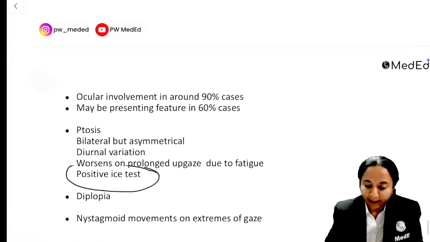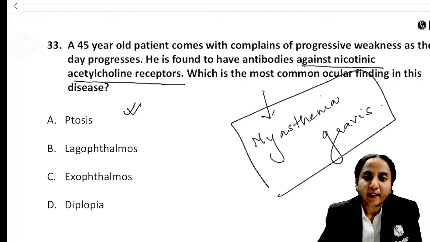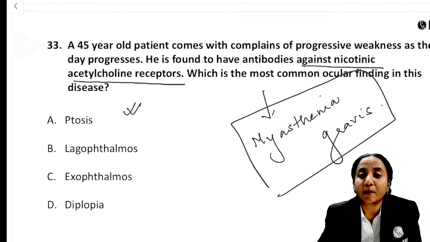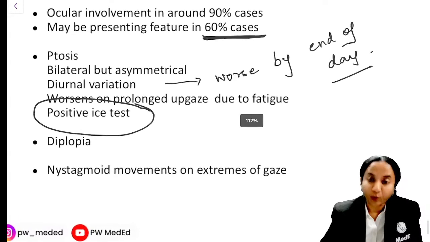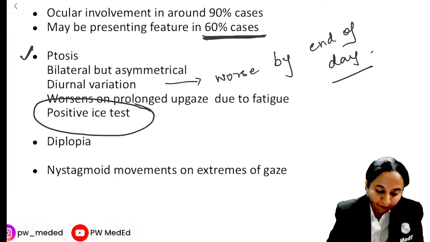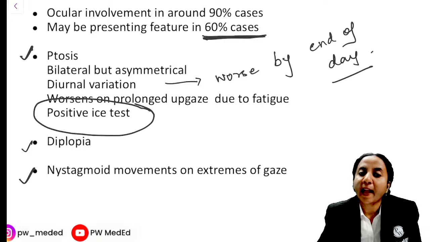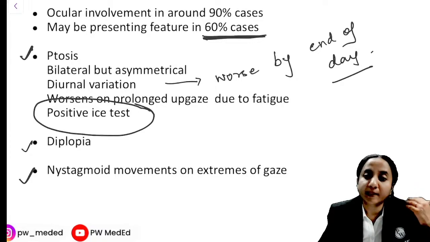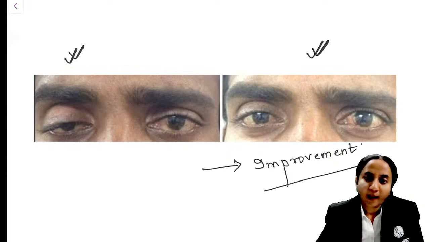The question is very telltale. It says there is weakness and acetylcholine receptor antibodies, so we know it's myasthenia. Now the question is, what is the most common finding in ocular myasthenia? There are different findings, like ptosis, diplopia, nystagmoid movements. But the commonest finding is ptosis. And what is special about this ptosis? It will become worse by the end of the day, and it improves with the positive ice test. If you put ice for some time, you will see that it improves, and it may also improve with edrophonium injection.